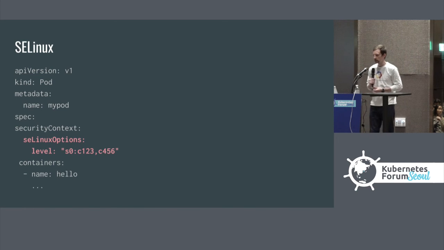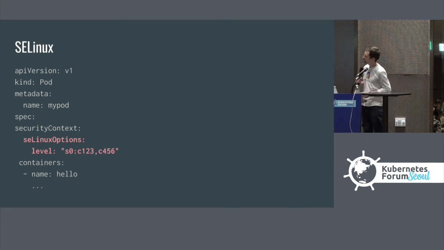And then SELinux is still the only one that is currently GA as a feature, and that's part of the security context. So inside there, you can specify SELinux options in order to specify the type of options that you want to use to lock down the container. The downside of all of these is that it requires that you know what your application does in order to be able to specify the right types of options to lock down the container properly.